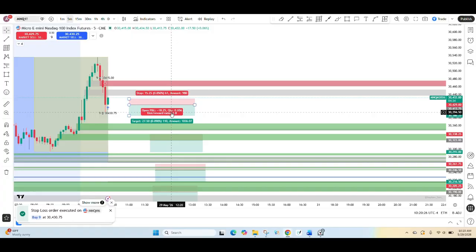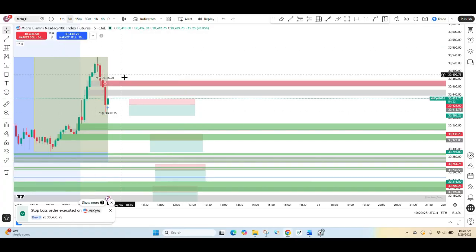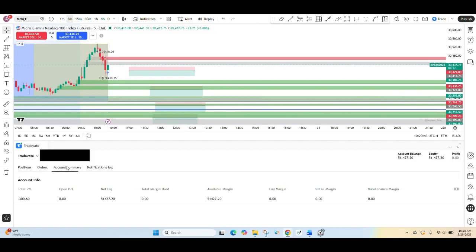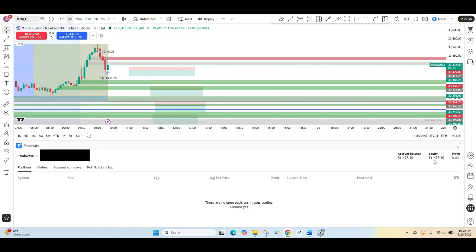Okay, unfortunately I was stopped out and I had actually moved it to 9 contracts for that, so that really sucks. So let's see. I think I'm gonna drop this to 6, and if I get it below, I'm gonna go back in. So for that trade, I just lost $300. So I'm down to 51,427.